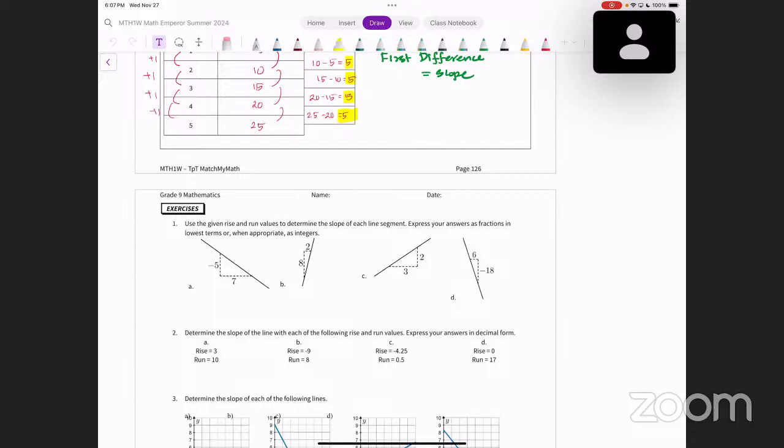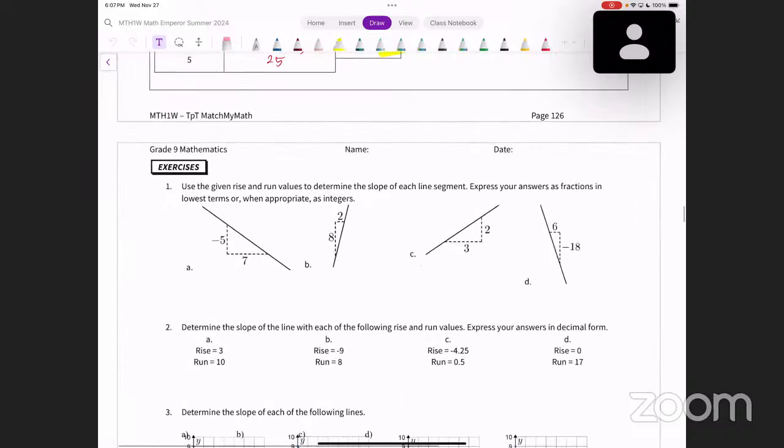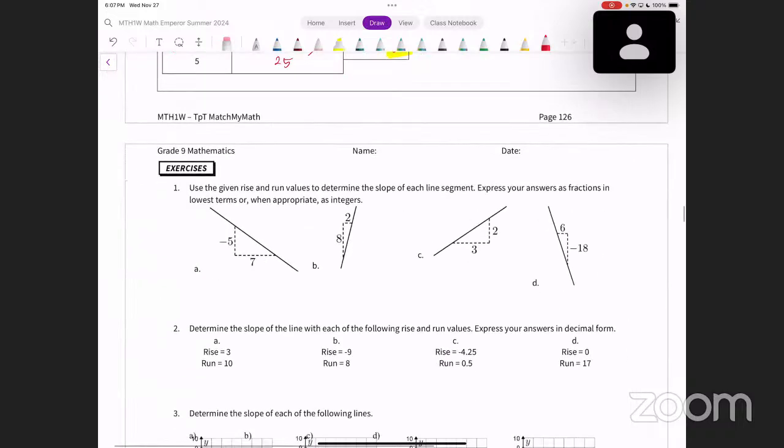All right, take out the quizzes. I'm going to get started. All right, guys, last class we talked about one concept called slope. To find a slope is about rise over run. I'm not sure what the difficulty is here. Use the given rise and run values, determine the slope of each segment, and express your answer as a fraction. So rise is -5, run is 7. Rise is 8, run is 2, which is 4. Rise is 2, run is 3.